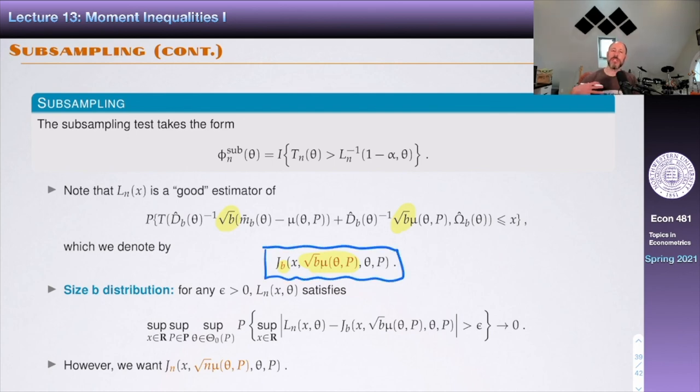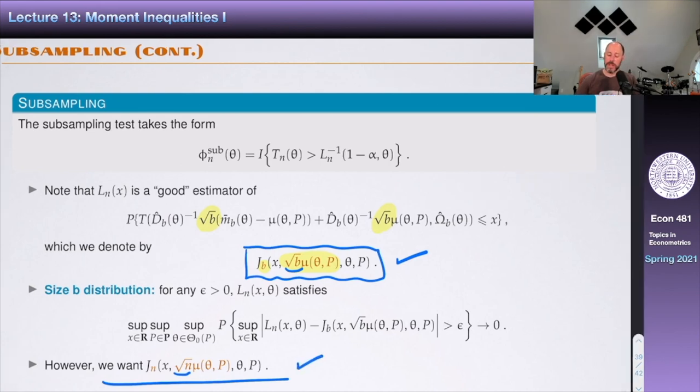Remember, it doesn't give us a good estimate of J_n. We then have to argue that J_n and J_b are close to each other. So what we want is J_n. And notice that there are two differences here, not only J_n and J_b, but inside, mu is being multiplied by square root n here, and mu is being multiplied by square root b here. So the question is, why is this a good approximation to this? And we're going to answer this question using this auxiliary distribution.